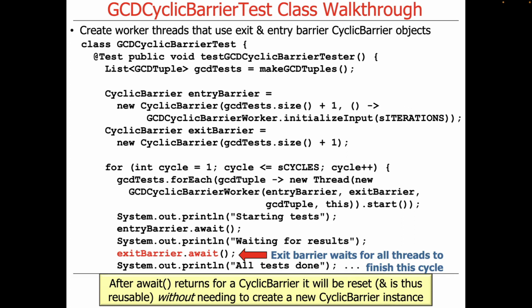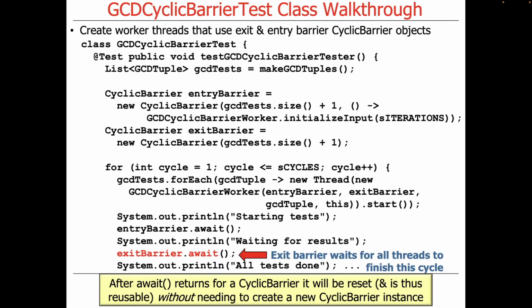So what's nice about this is after await returns for a cyclic barrier, be it an entry barrier or an exit barrier, the barrier is automatically reset and can then be reused without needing to create a new cyclic barrier instance. And that's really how it differs from countdown latch, where you couldn't reset it.